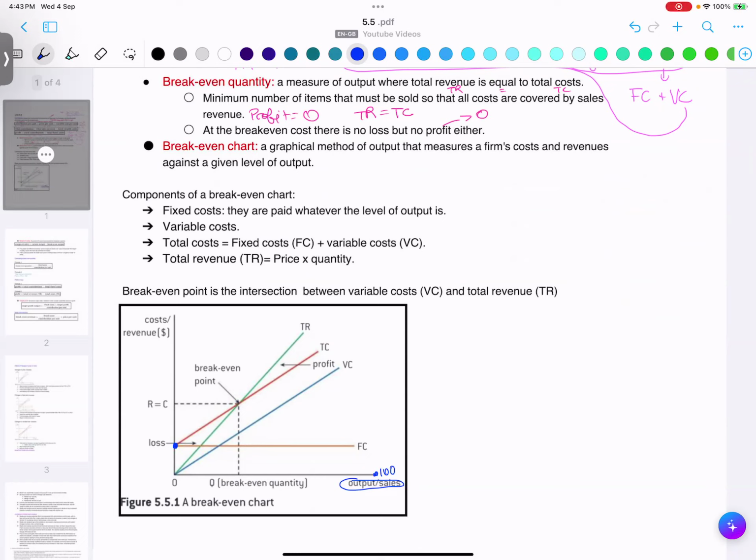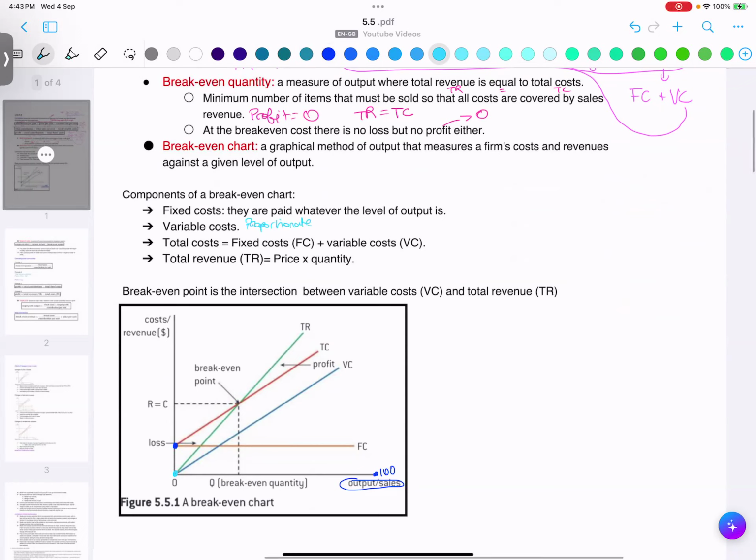Variable costs can actually start at 0, because if you produce 0 output, then you have 0 variable cost, because variable cost is per unit. So the more you produce, the more your variable cost increases because again, it's proportionate. So if it's 0, it's going to be 0 as well. If it's 100, then the variable cost will increase. Okay, and then we have the total cost.